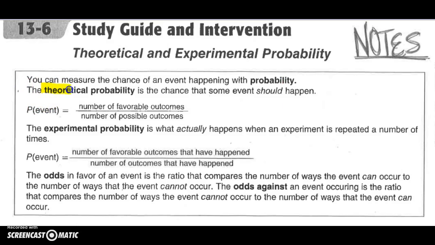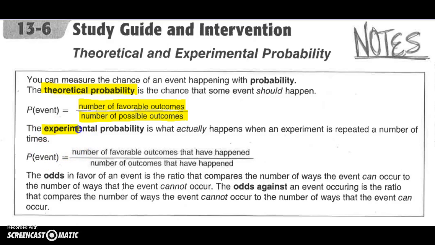The first type of probability is theoretical probability. In theoretical probability, it's the chance that something should happen. So in theory, you should have the number of favorable outcomes divided by the number of possible outcomes. Now this is going to get very confusing, so just bear with us.